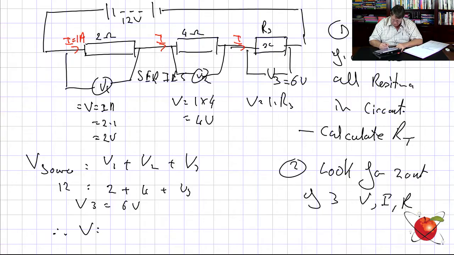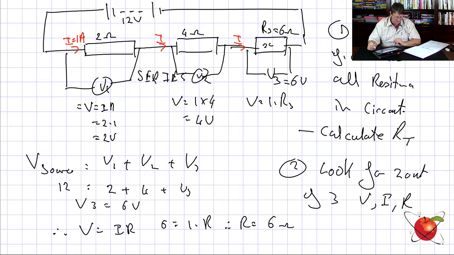Right. So V3 is that. Therefore, you go to V equals IR for this component, R3, and we say that 6 is equal to 1 times R. Therefore, R is equal to 6 ohms. And I go back and I put 6 ohms up there. Very straightforward and no hassles with that.